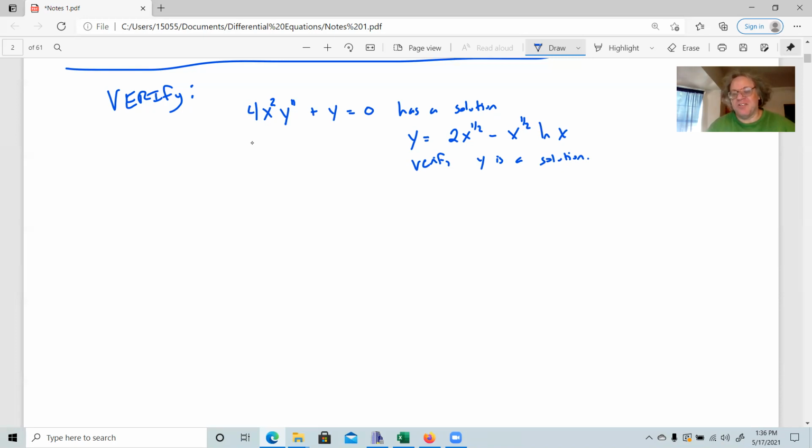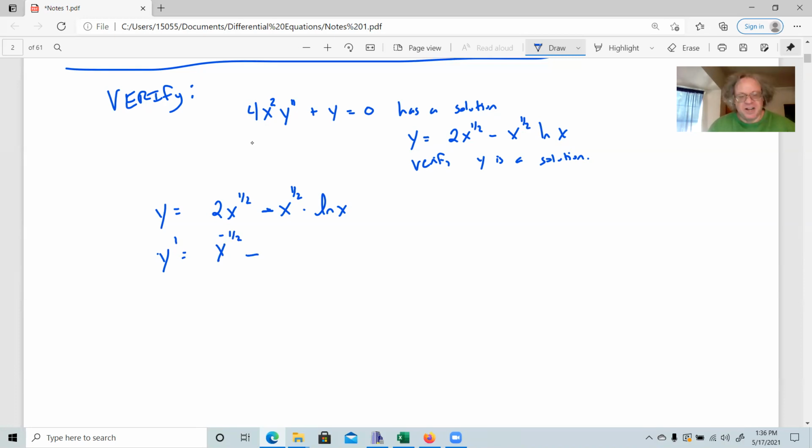All we have to do is take, well, what's y? y is equal to 2x to the 1/2 minus x to the 1/2 times natural log x. And then we need two derivatives, because we need to plug in a y double prime here. So y prime is equal to, the 1/2 comes down in front, so we just get x to the negative 1/2. Nice, kind and gentle way of starting.